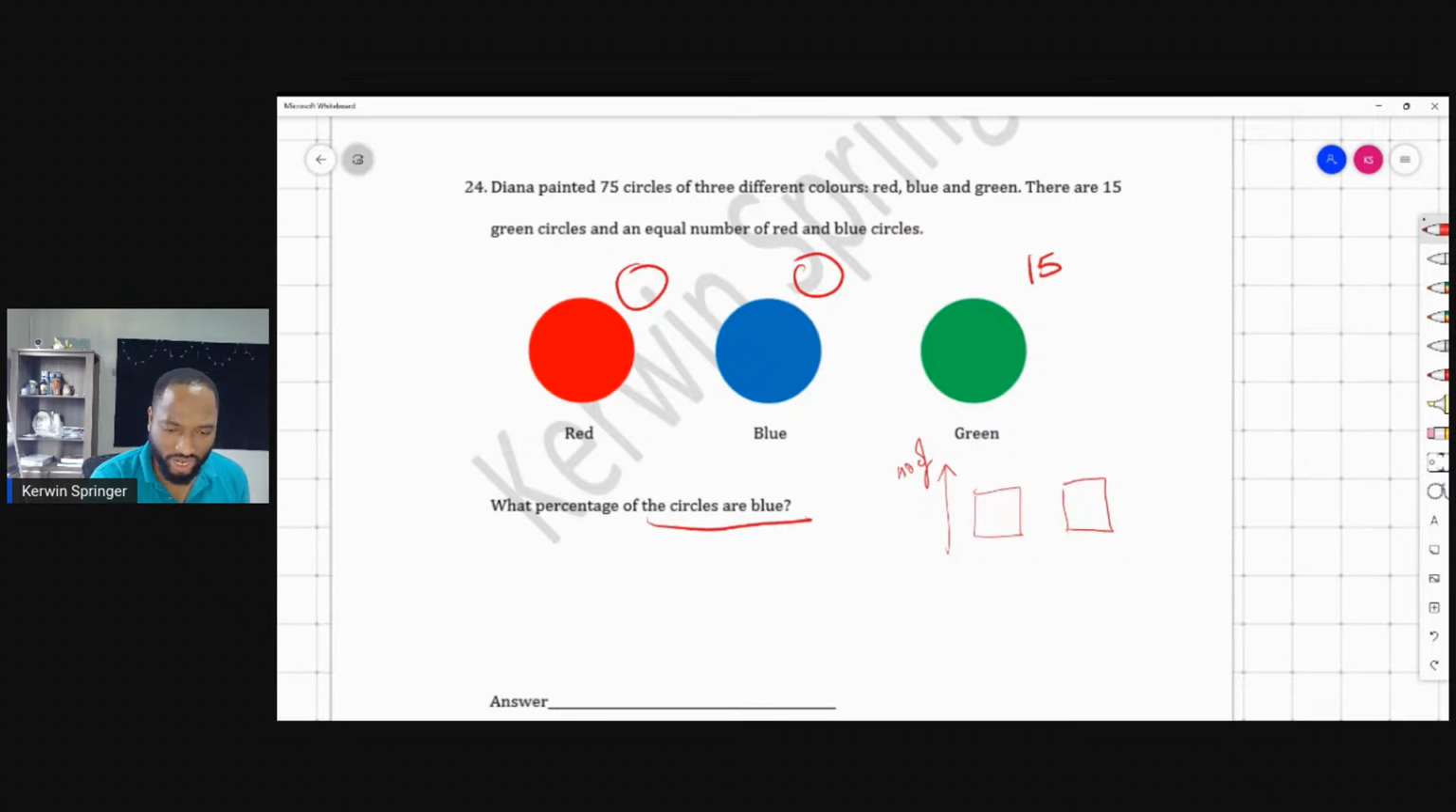Why is this person painting all these green and red and blue circles? I see, it's having people doing strange things out here.